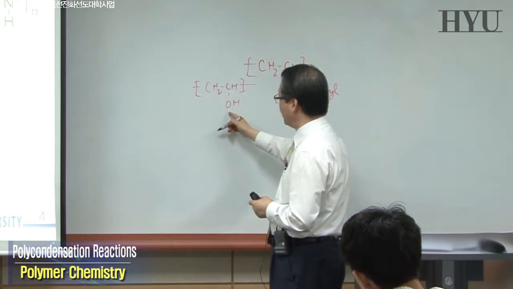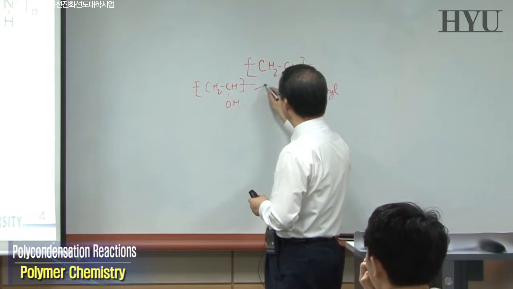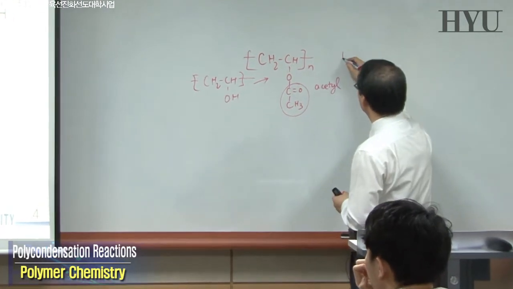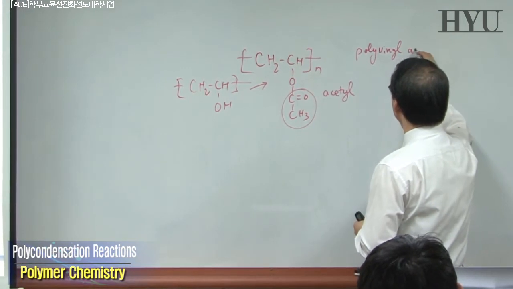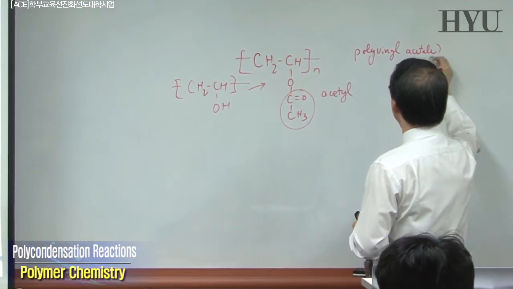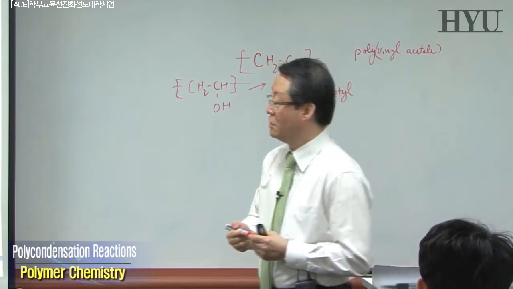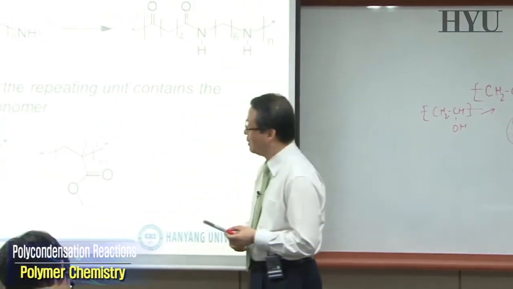If you react vinyl alcohol with acetic acid, you form polyvinyl acetate. Okay, we call this polyvinyl acetate. So the chemical structure is coming from this.